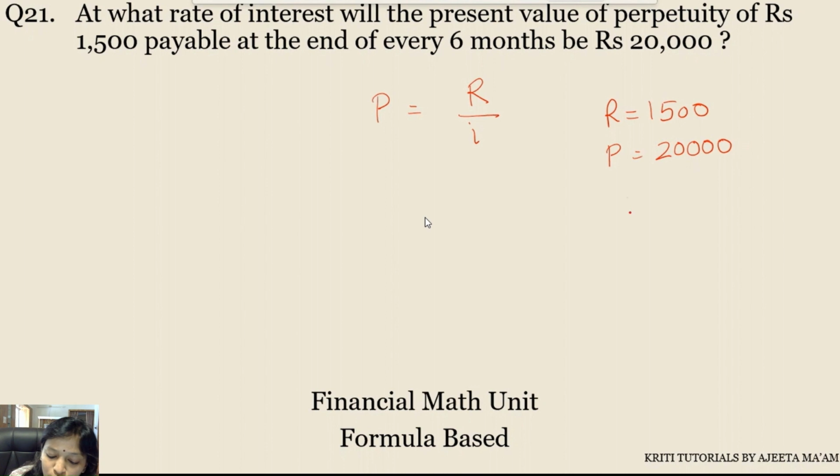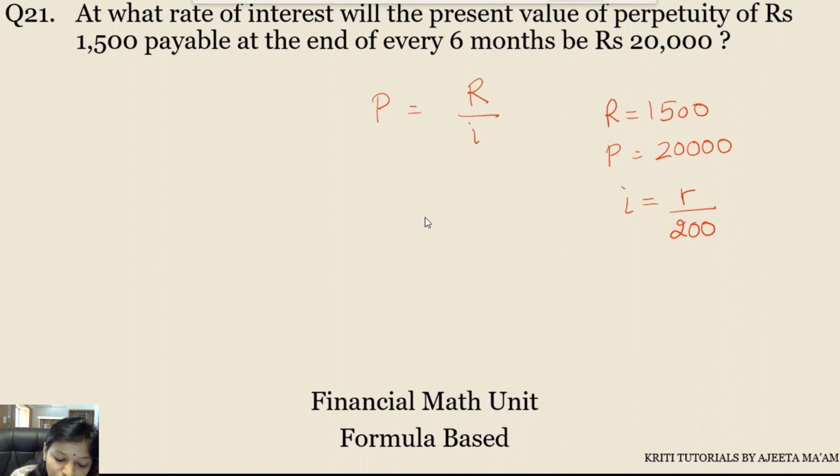I, as we all know, is rate of interest. Now, here it is 6 months. So, it will be R by 200. This is very important because it is semi-annually. So, it will be 200, not 100. Right? So, now we have to simply substitute these values to calculate the value of R.